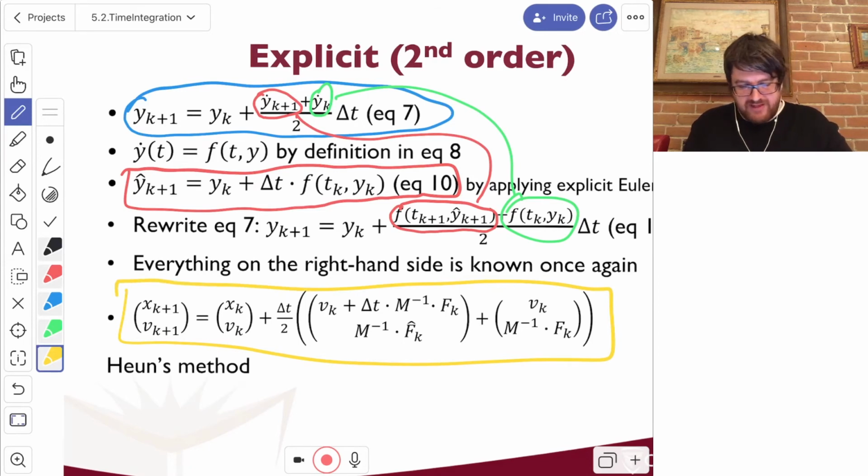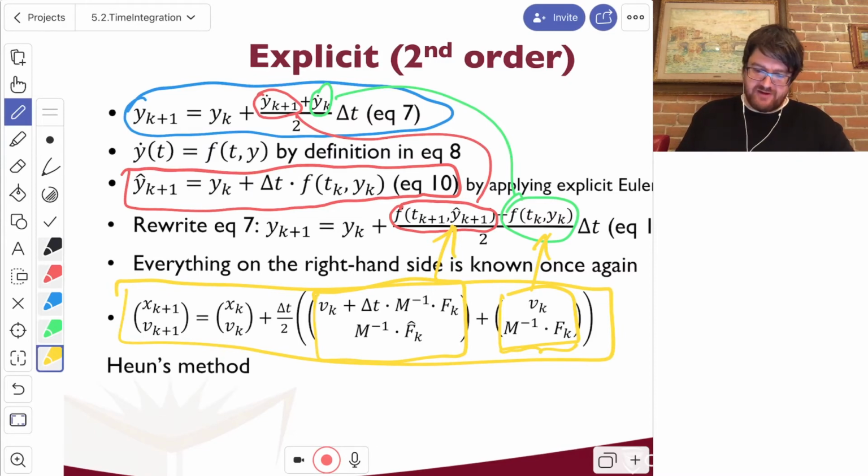So xk plus 1, vk plus 1 is xk, vk plus delta t times the average of the two time steps. The second one is actually the normal one, the yk dot, the one here. And the first one is the estimate of the derivative at tk plus 1, which is computed from here. This method is also known as, I actually don't know how to pronounce his name, Heun's method.